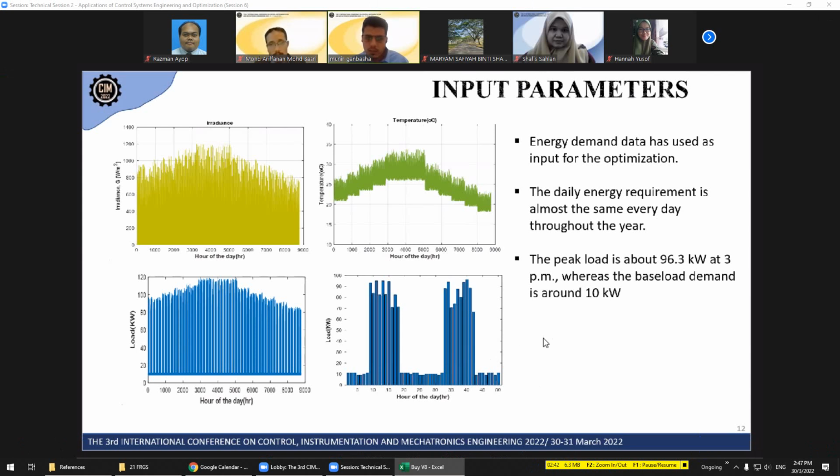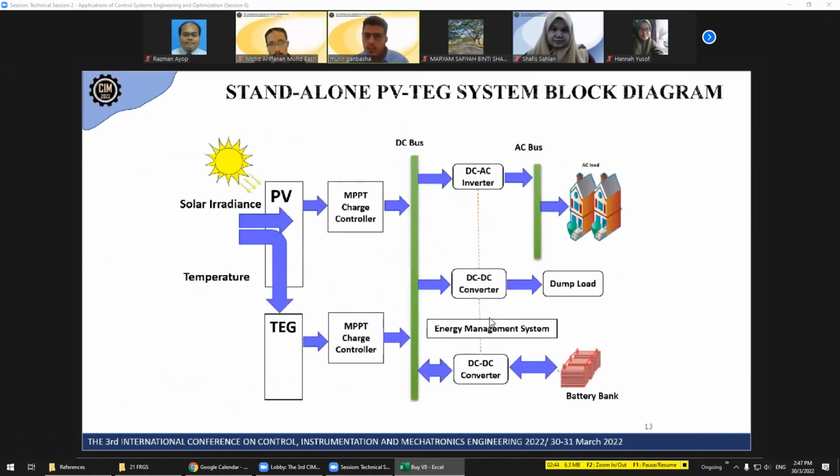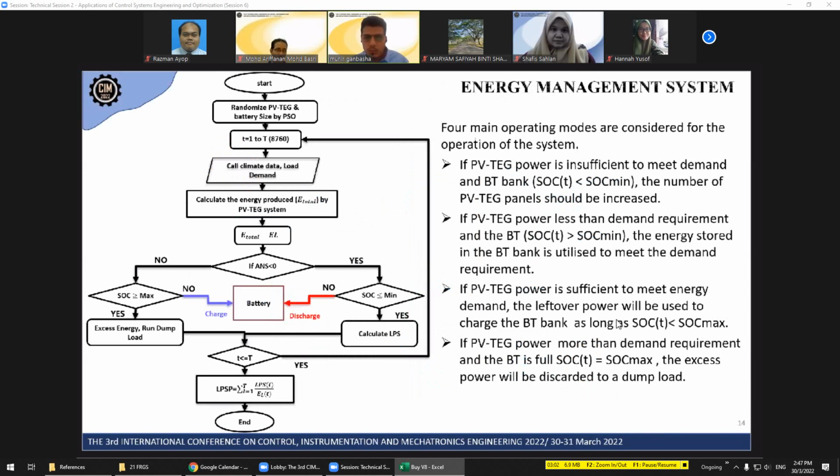10 kilowatt. This slide shows the block diagram of all the components of the standalone system: PV array, thermoelectric generation array, converters, battery storage system, and AC load with dump load. Power flow management in this work uses a rule-based algorithm in order to achieve the first objective.